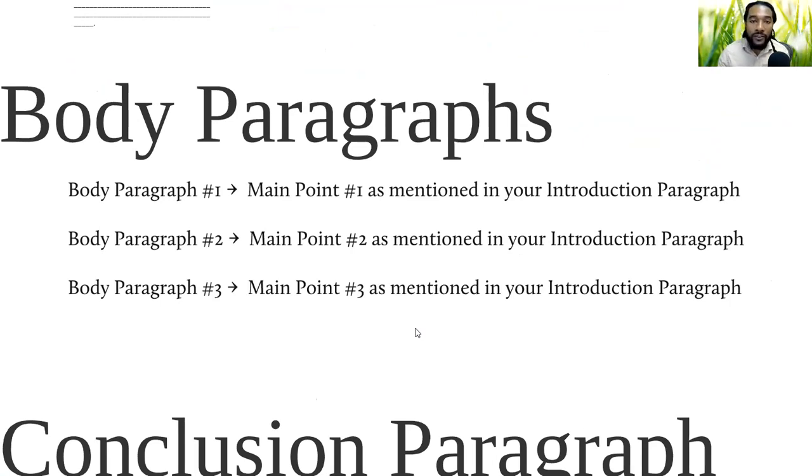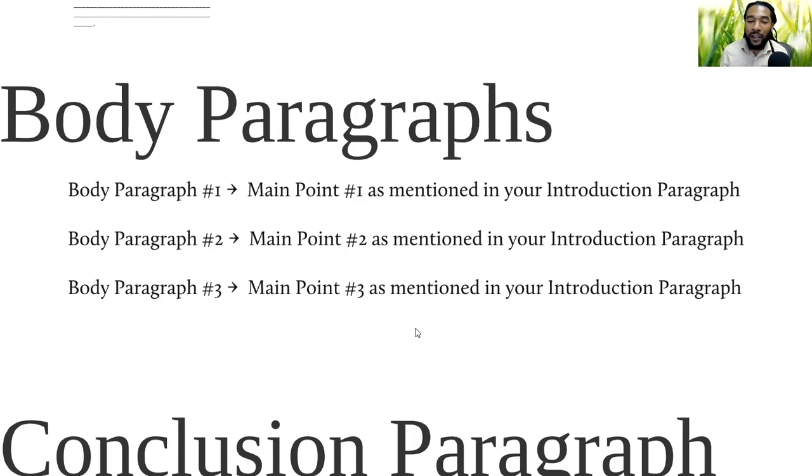Now, the body paragraphs do have structures to themselves. So the first thing is a topic sentence, which is like a thesis statement for that body paragraph. It follows the same rules. It should be one complete sentence that tells the main idea of the body paragraph. After the topic sentence comes support and details. So you're going to give examples, support, details about your topic sentence, that main point.